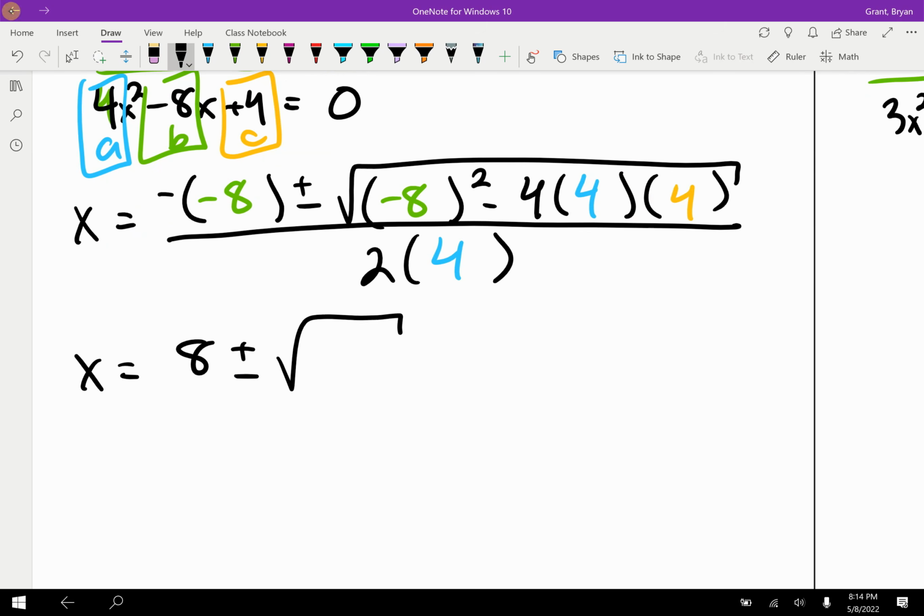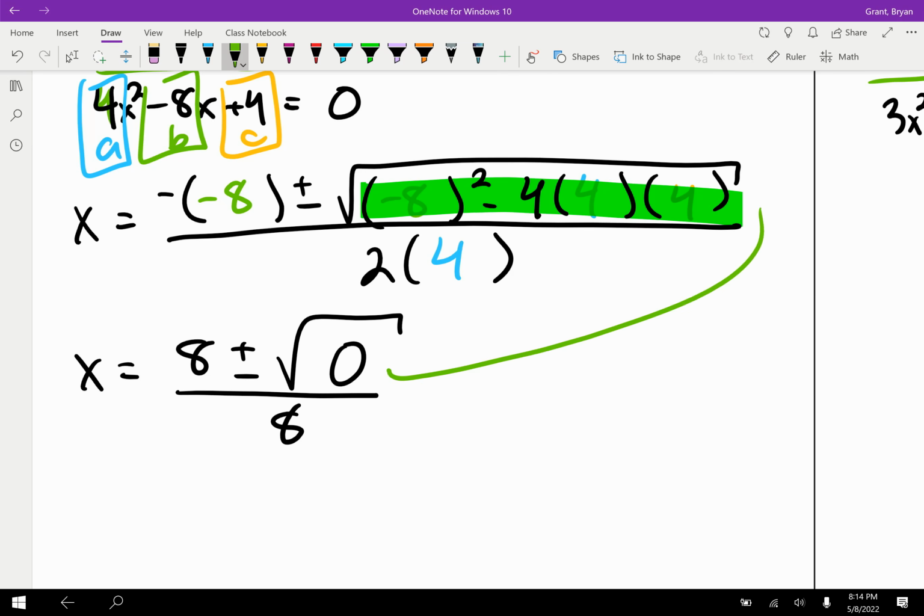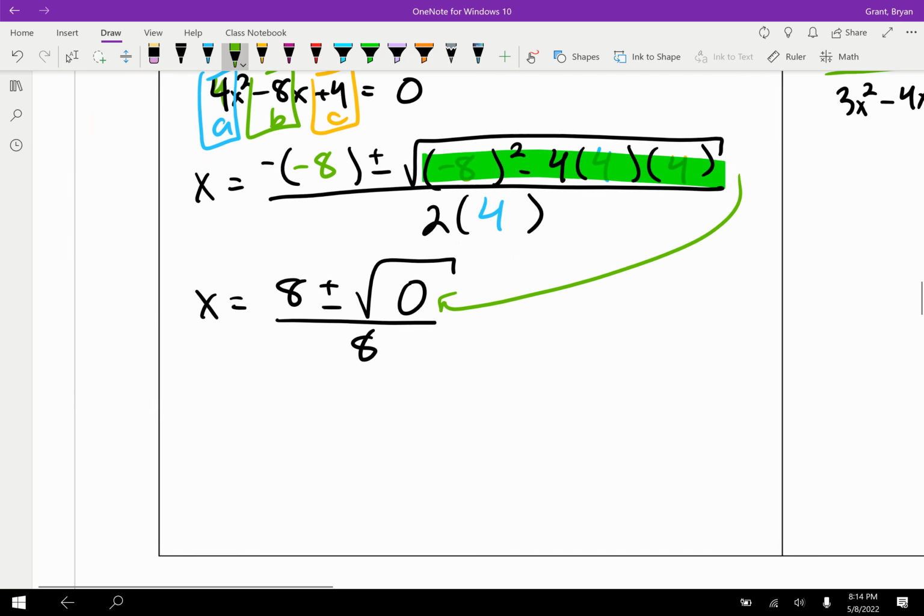64 minus 64 will get you 0 over 8. Right? If you went from here to here, you should get 0. If you didn't, double check yourself later. Now, I mentioned this is a weird answer, and the reason it's a weird answer is because we actually know the square root of 0. Or if you don't, you should know the square root of 0 by now. The square root of 0 is just 0.